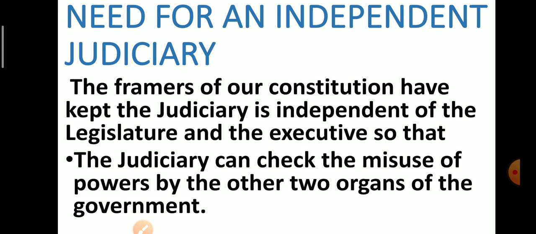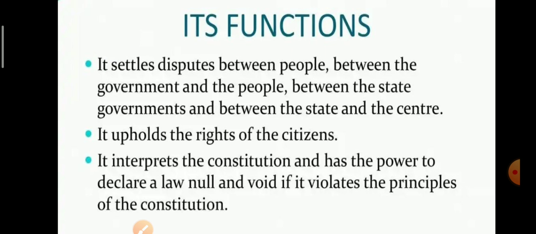What is the need for an independent judiciary? The framers of our constitution have kept the judiciary independent of the legislature and the executive, so that the judiciary can check the misuse of powers by the other two organs of the government. So we have three organs of government: legislature, executive, and judiciary. The legislature and executive can be checked by the judiciary.